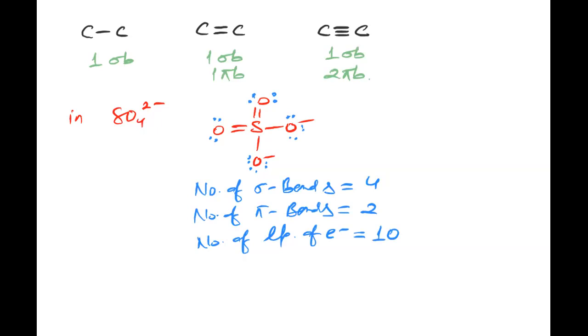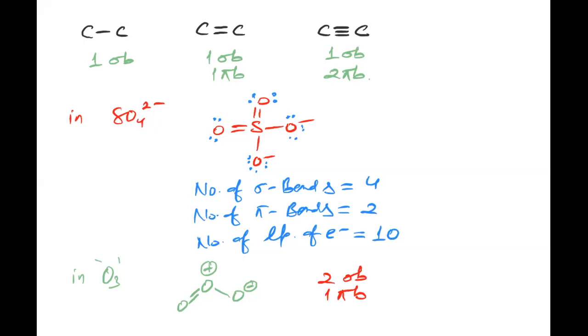A similar type of calculation you can do for ozone, O3. Ozone has one of the structures like this: this oxygen carries a positive charge, this oxygen carries a negative charge. As far as the number of sigma bonds is concerned, it is forming 2 sigma bonds in total. It consists of 1 pi bond, since out of the double bond, 1 bond is going to be sigma and another bond is going to be pi.